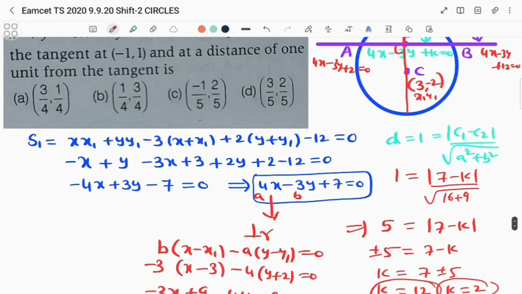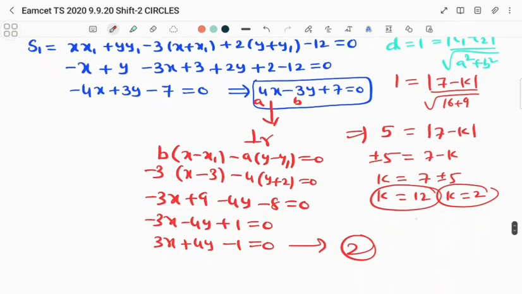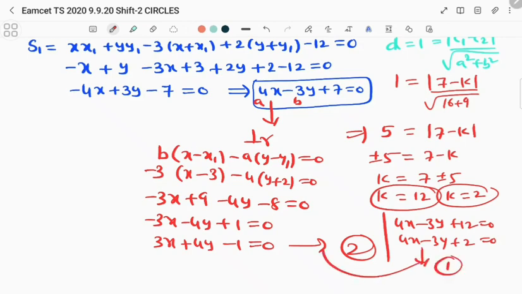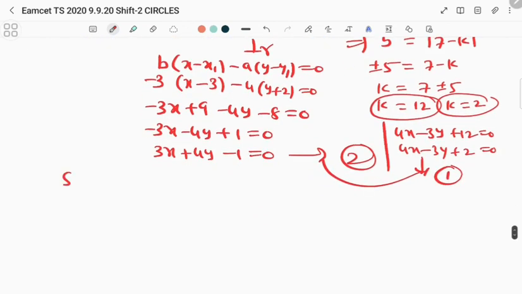These two equations we got now. Either this equation here, we got two more equations, 4x minus 3y plus 12 equal to 0, 4x minus 3y plus 2 equal to 0. Any of the equations you can solve. So better to solve these two. This you can take as equation 1. Solving 1 and 2, you will get the midpoint of the chord.